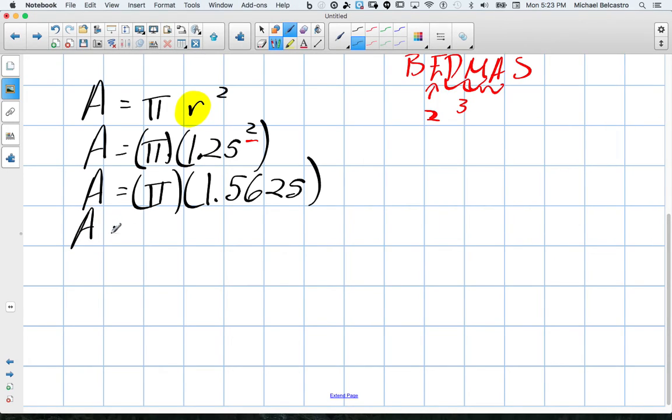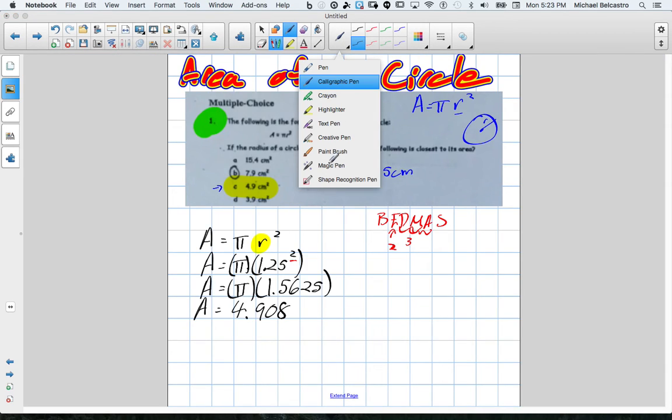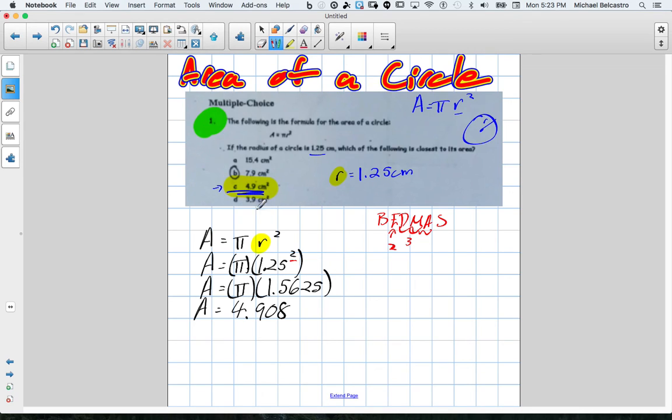So I know why I got something different. Oh, you did the pi first? Yeah, I did pi times 1.25. Ah, yes. So the exponent's what's key there. So we take a look at this again. We got it. We see the answer that is closest.